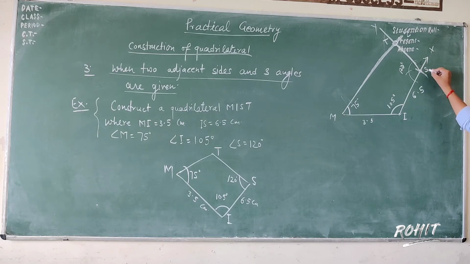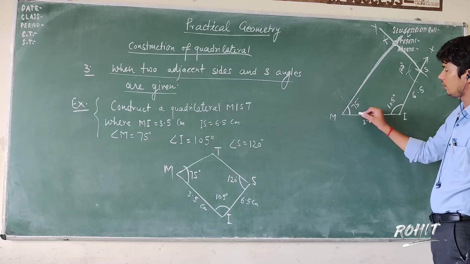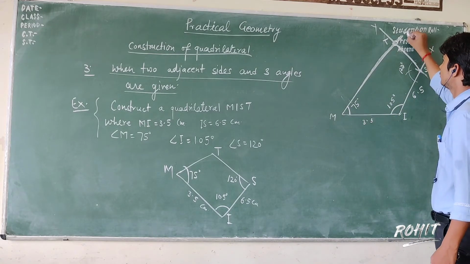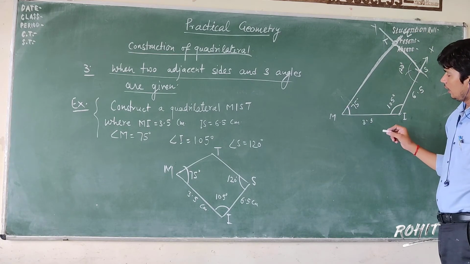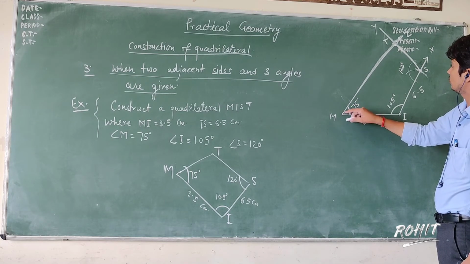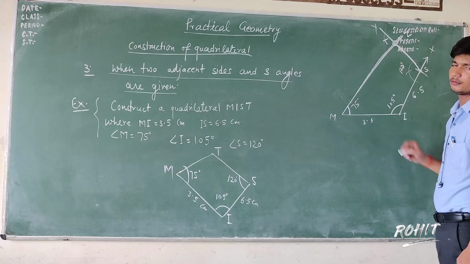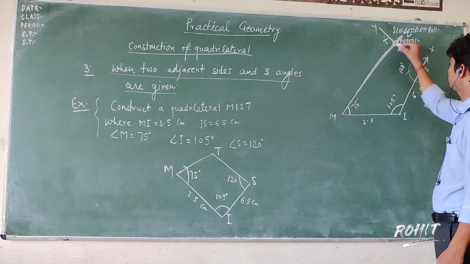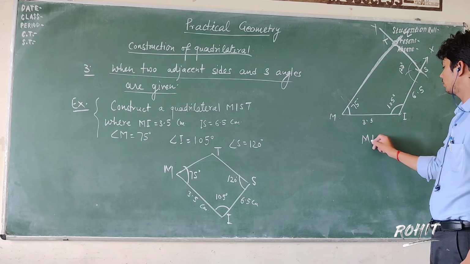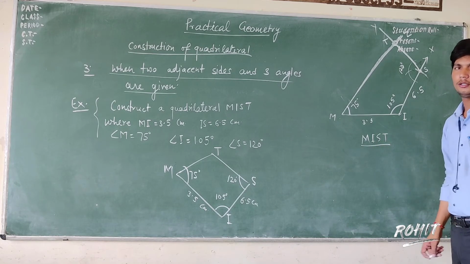Draw a ray SY making 120 degree from S. Now again, since angle M is given 75 degree, so make an angle 75 degree and draw a ray MZ, making 75 degree angle from M. Now this ray SY and MZ intersect each other at point T. Join T to M and S. And in this manner we will get the required construction, that is quadrilateral MIST. Okay, thank you.